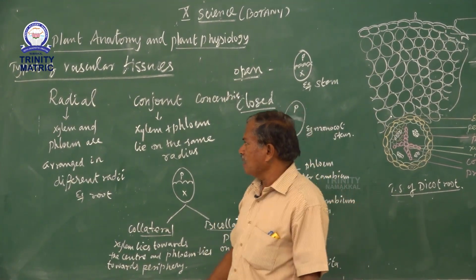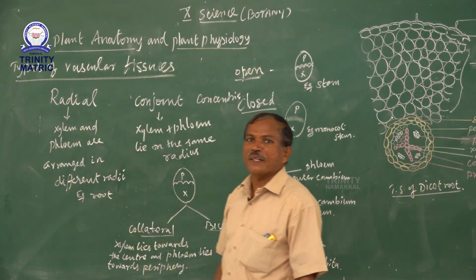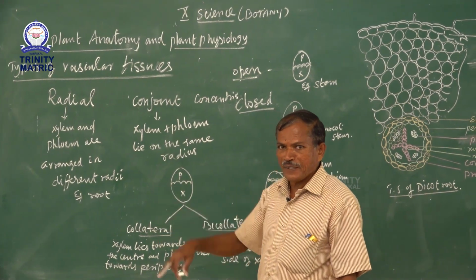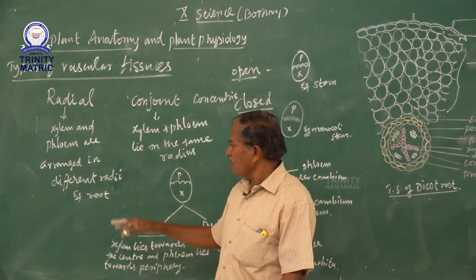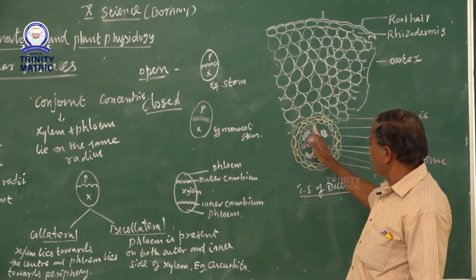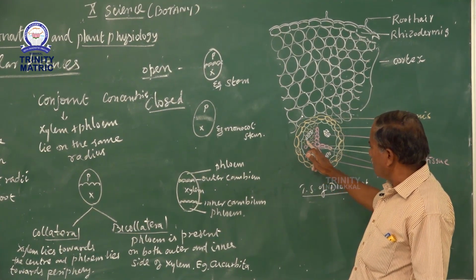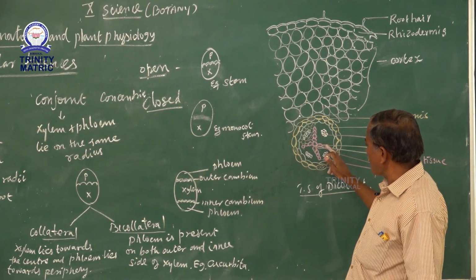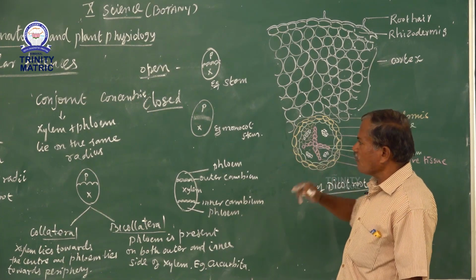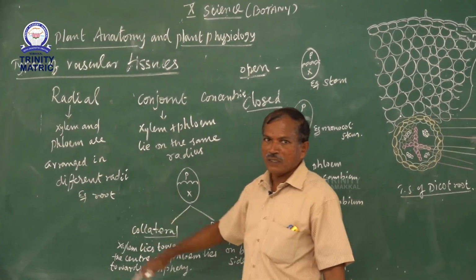So what is a radial bundle? The xylem and phloem are arranged on different radii. So the xylem arc, phloem, xylem arc, phloem, xylem arc, phloem. This type of vascular bundle is called a radial vascular bundle. Example, dicot root.